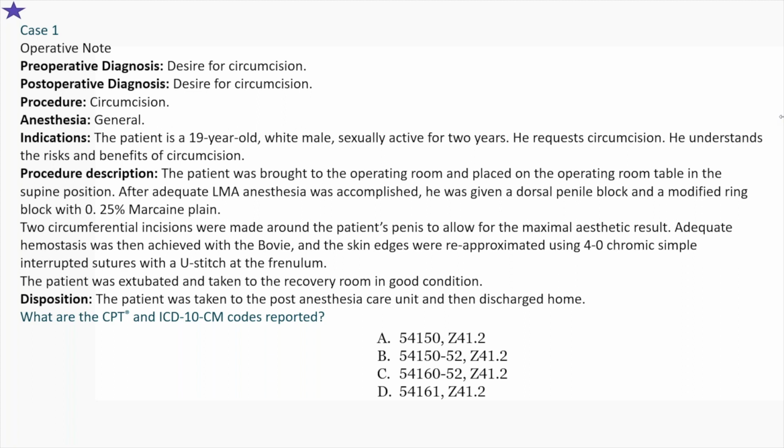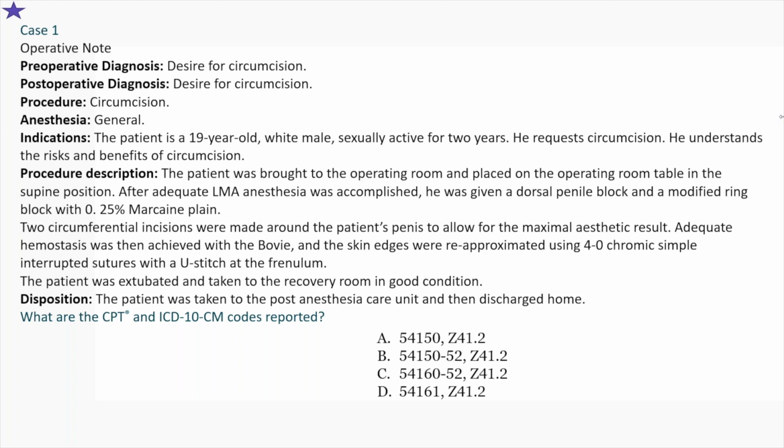Postoperative diagnosis, desire for circumcision. Procedure, circumcision. Anesthesia, general. Indications: the patient is a 19-year-old white male, sexually active for 2 years. He requests circumcision. He understands the risks and benefits of circumcision. Description: the patient was brought to the operating room and placed on the operating room table in the supine position. After adequate LMA anesthesia was accomplished, he was given a dorsal penile block and a modified ring block with 0.25% marcaine plain.